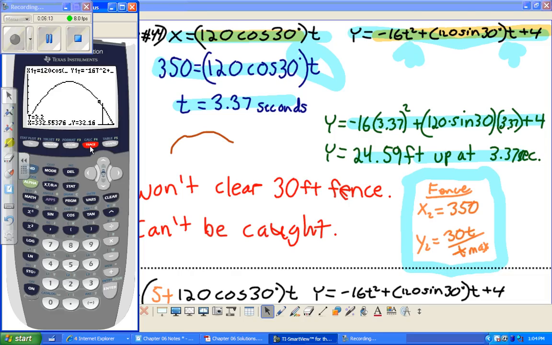Now, if I trace, I know the time that it took, so I can actually just type in 3.37 because it's the t value I can plug in. If I plug that in, I see I get just about the same answer I got algebraically, 24.49 instead of 0.59, which either way you see it did not clear the fence.